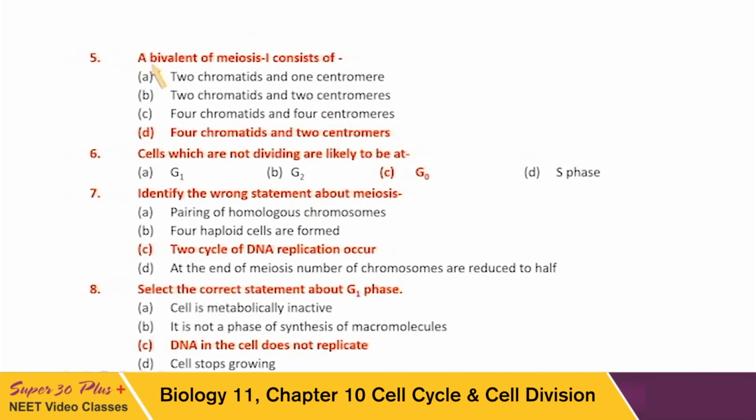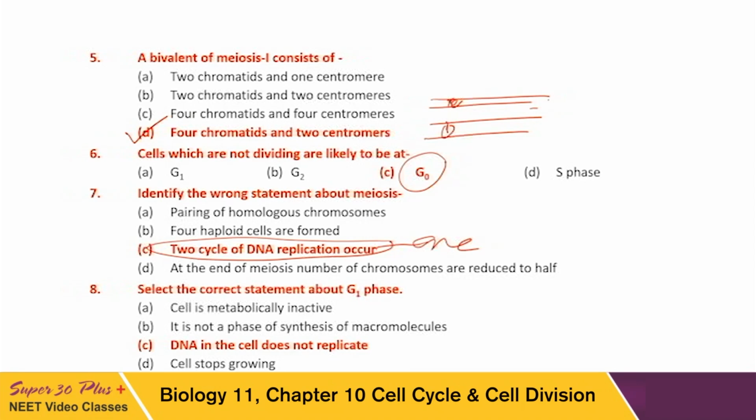The bivalent of meiosis consists of 4 chromatids and 2 centromeres. This is 1, this is 2. That is how many chromatids? 4 chromatids, and it has only 2 centromeres. At which stage are cells not dividing? G0 phase. Wrong statement: 2 cycles of DNA. No, it is only 1 cycle of DNA replication.